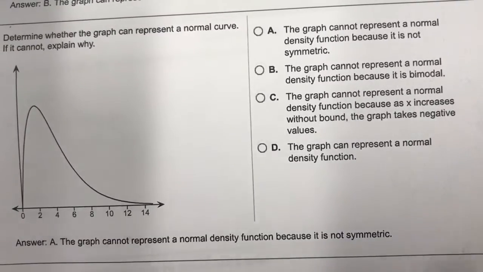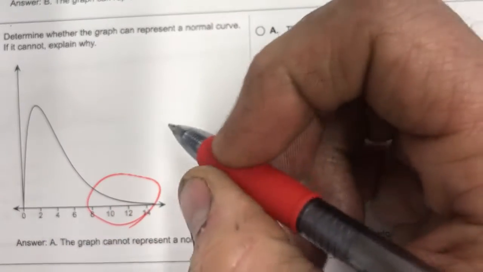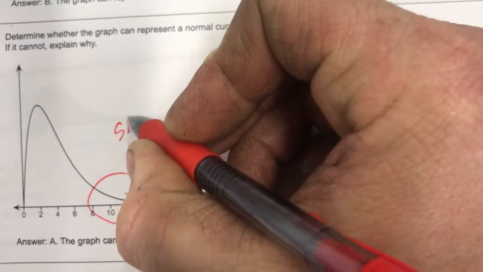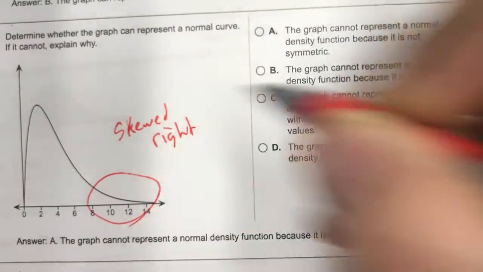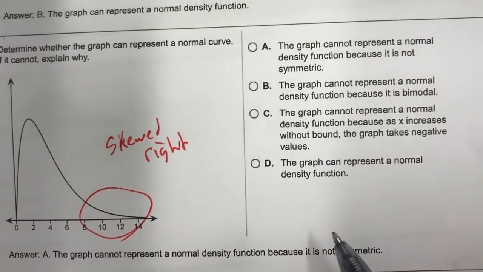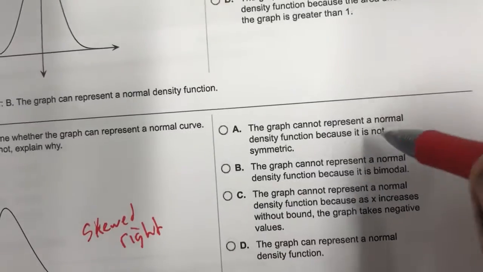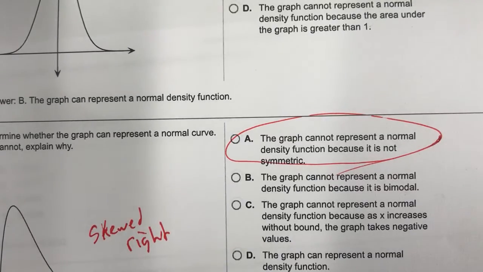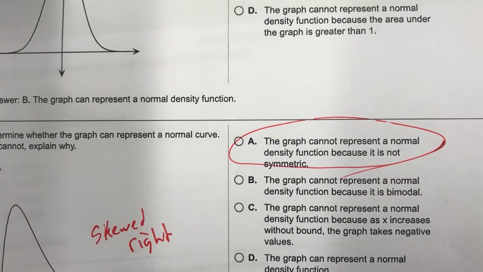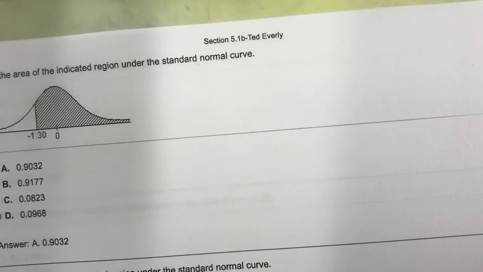Number 2 here. Okay, we're not looking too good on this one because we've got this tail over here to the right. So this is skewed to the right, which means, well, I think it's just not symmetric. It's not symmetric, so A, it's skewed to the right.